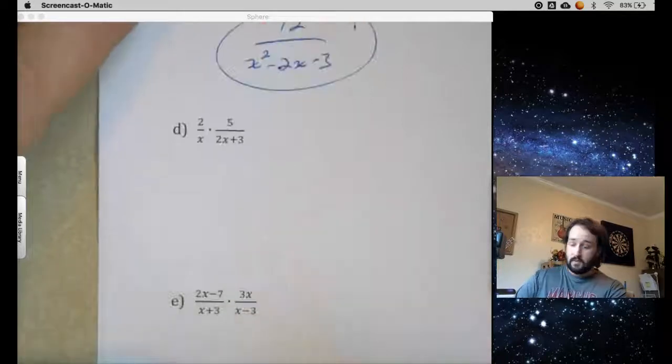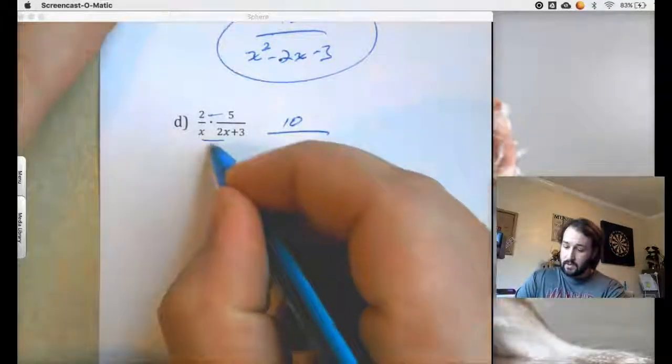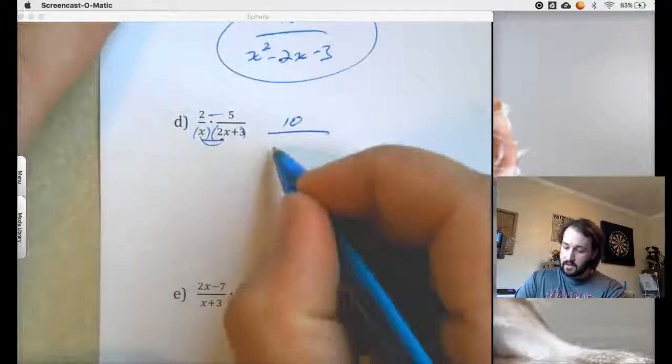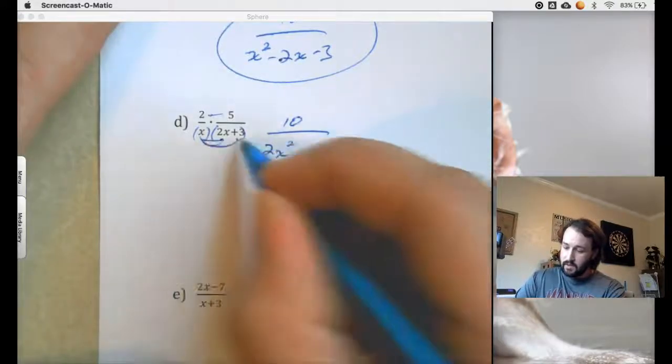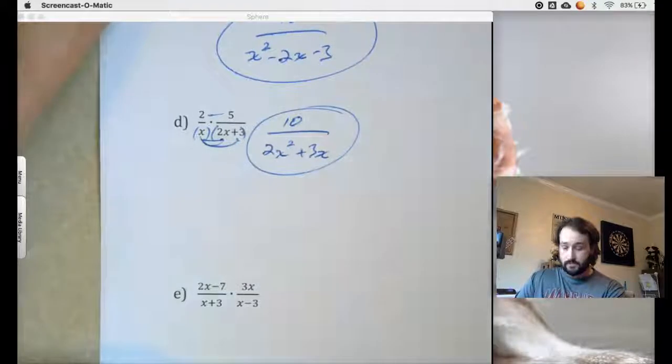All right, moving on. We have 2 times 5, which is 10 over x times 2x plus 3. Let's go ahead and multiply all of that out. So I have x times 2x is 2x squared plus 3 times x, so plus 3x. That is our solution. Cool.